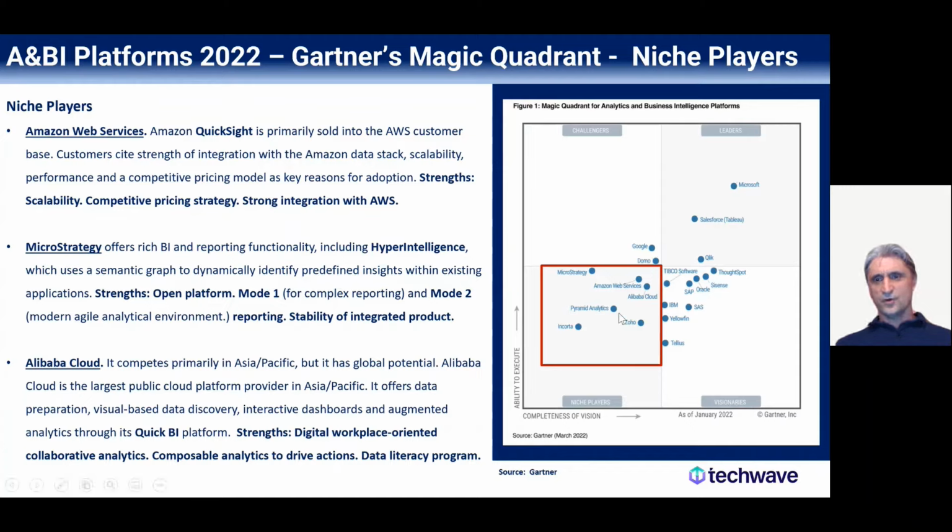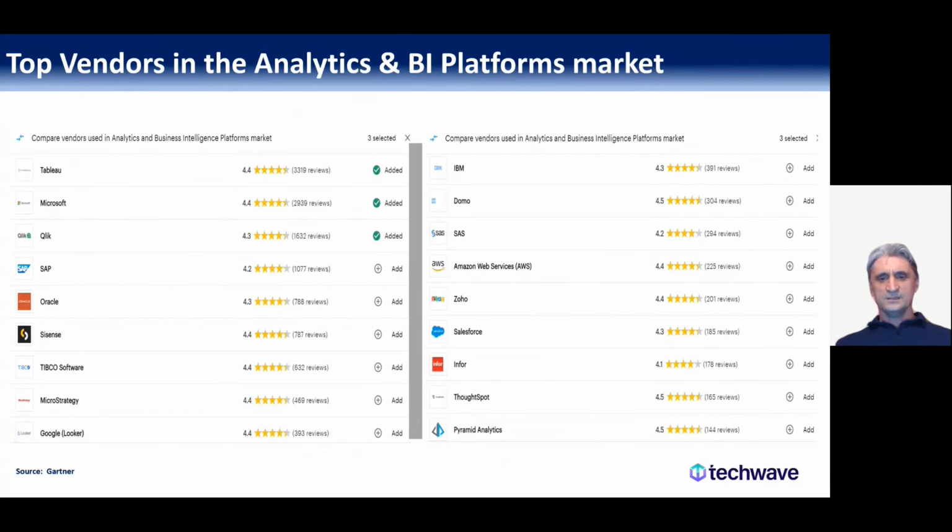So these were the 4 quadrants and all the players. On the Gartner side, you can also look at the top vendors in this ABI platforms market. As you can see, this is listed based on the number of reviews. Tableau has the most reviews based on Gartner Peer Insights with 4.4. Microsoft is second in terms of reviews, also with 4.4. Qlik is next. SAP with about 1,000 reviews, 4.2, and then Oracle, Sisense, TIBCO, MicroStrategy, and Google Looker.